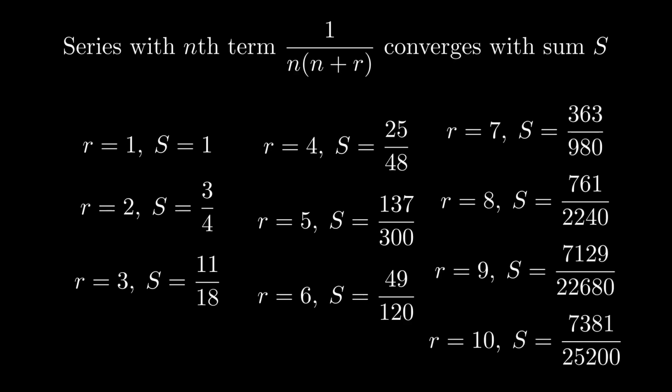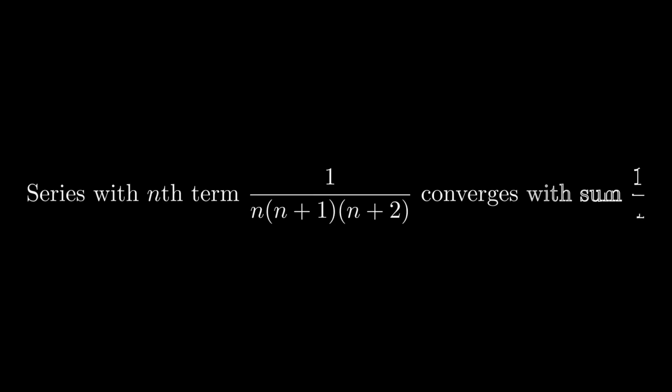He had also given the answer to the following infinite sum, which converges with sum 1 by 4. But he failed at the problem which has nth term 1 upon n squared, and therefore he proceeded to write this as a challenge in his book. At that time, this was really a very hard problem.